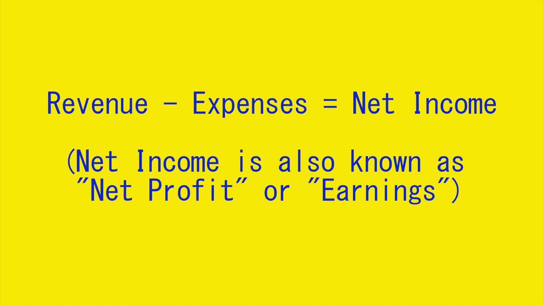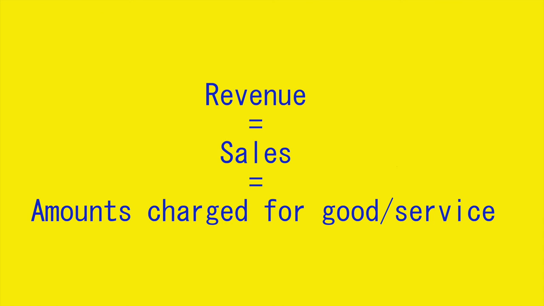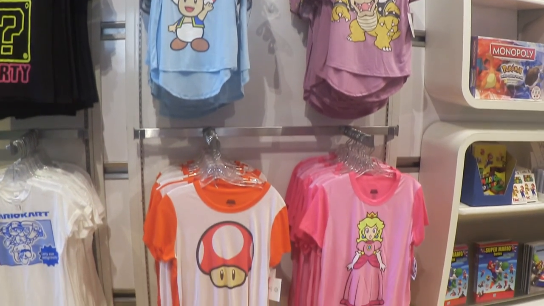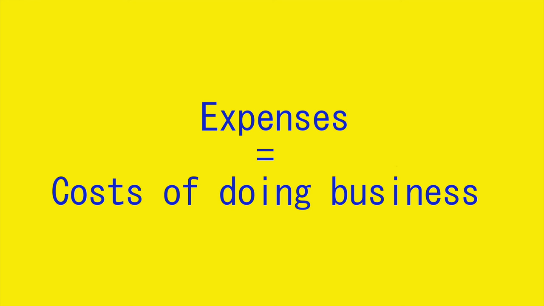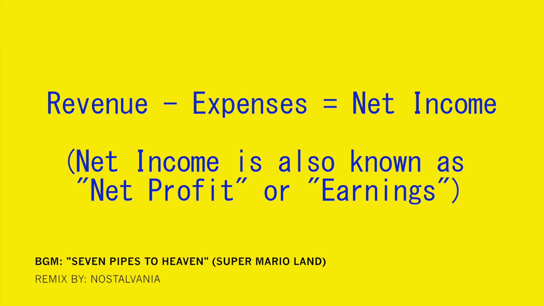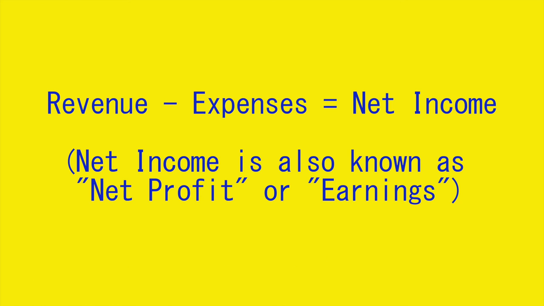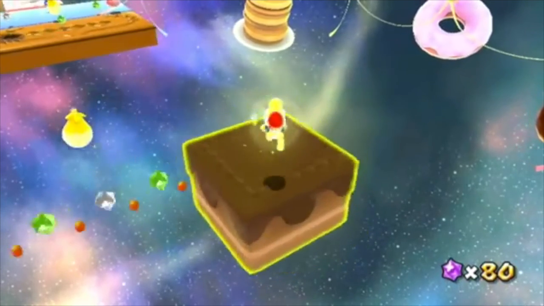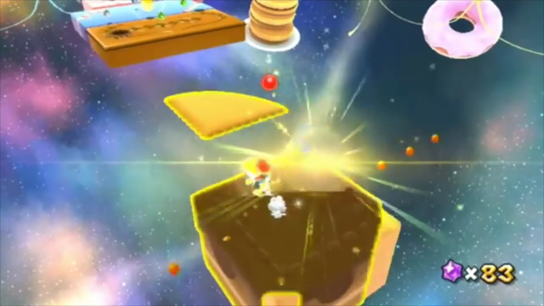Revenue minus expenses equals net income. Revenue, also known as sales, are the amounts charged for the firm providing a good and/or service. In Nintendo's case, that is a sale of video games and related merchandise and services. Expenses are, of course, the costs that Nintendo incurs while doing business. Net income is what's left after subtracting expenses from revenue and is either retained by Nintendo for reinvestment or paid to shareholders as dividends. Of course, the income statement is a bit more detailed than that.